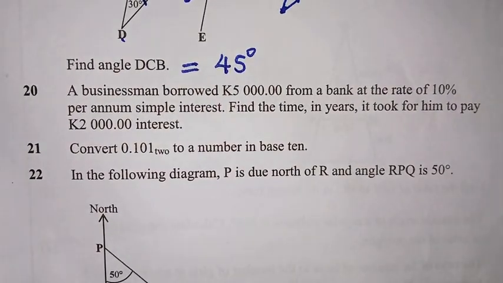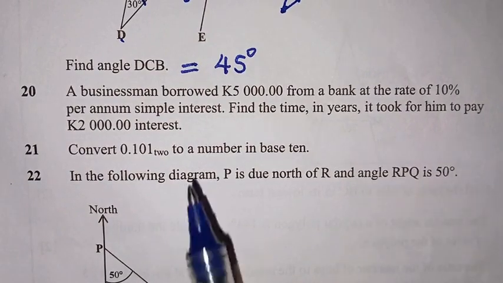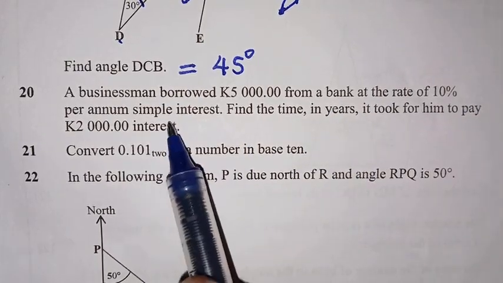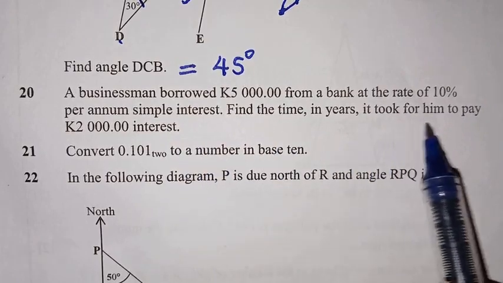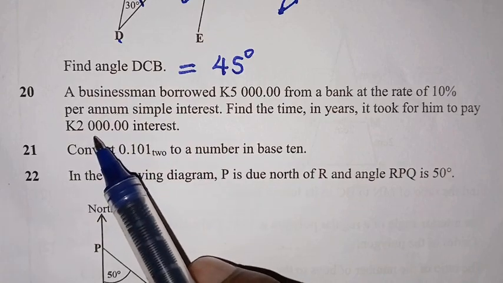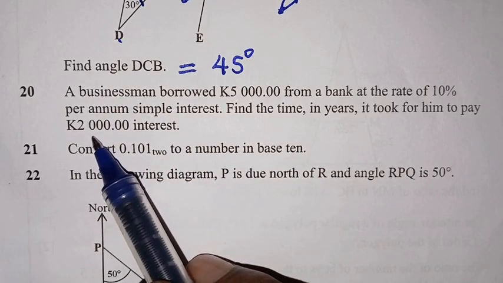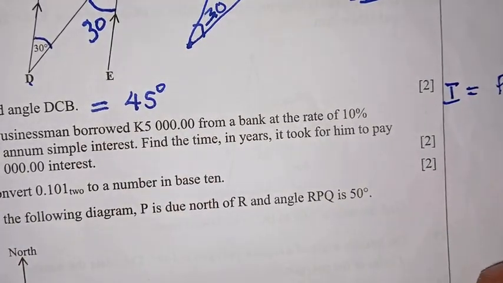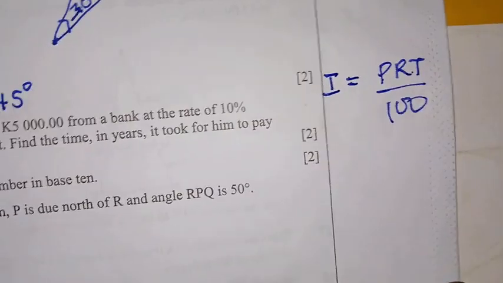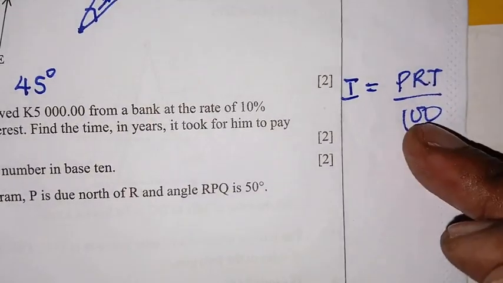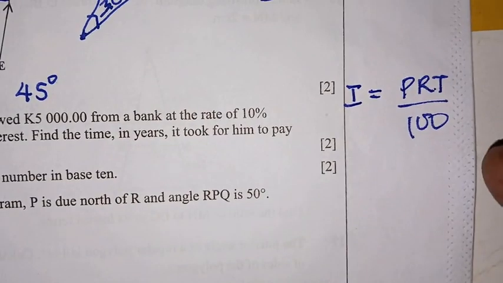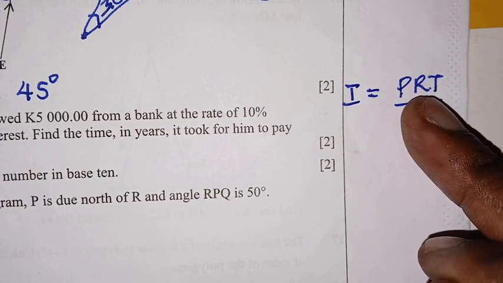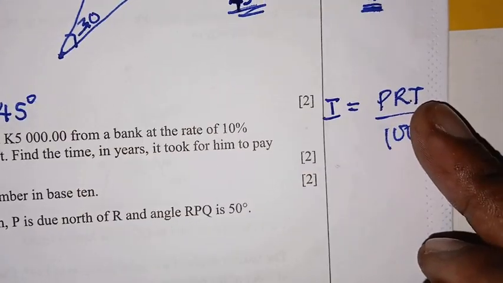Okay, so we go to question 20. A businessman borrowed 5,000 from a bank at the interest of 10% per annum, simple interest. Find time in years it took for him to pay 2,000 interest. Okay, so you need to know that here, this is simple interest where we use this formula here. So what is our P? Our P is the principal. Our interest has been given as 2,000. Our rate is 10%. So what we are looking for here is T.